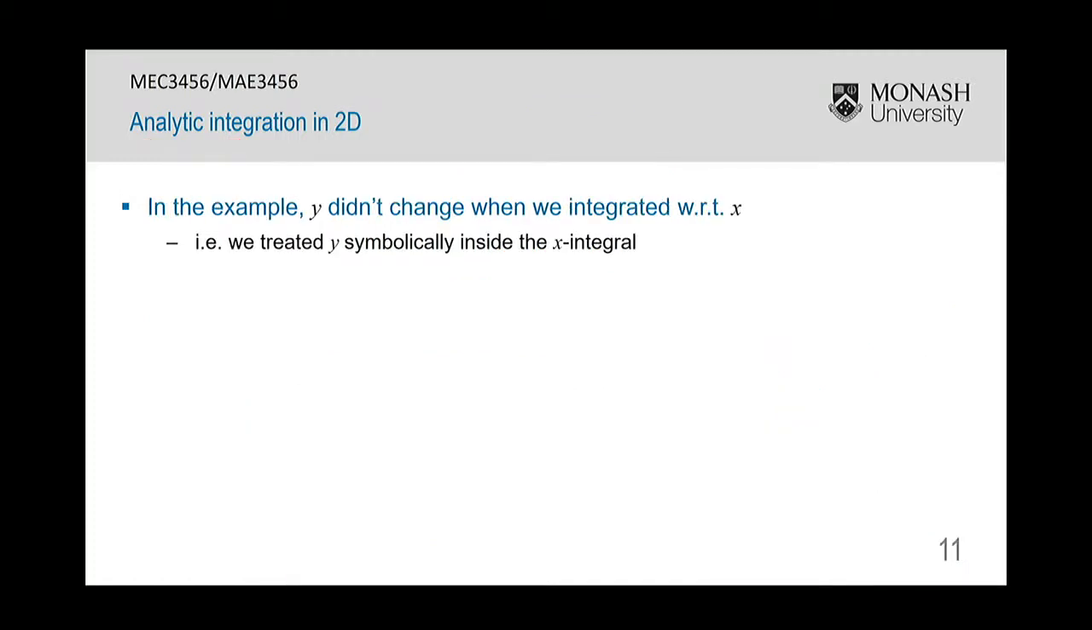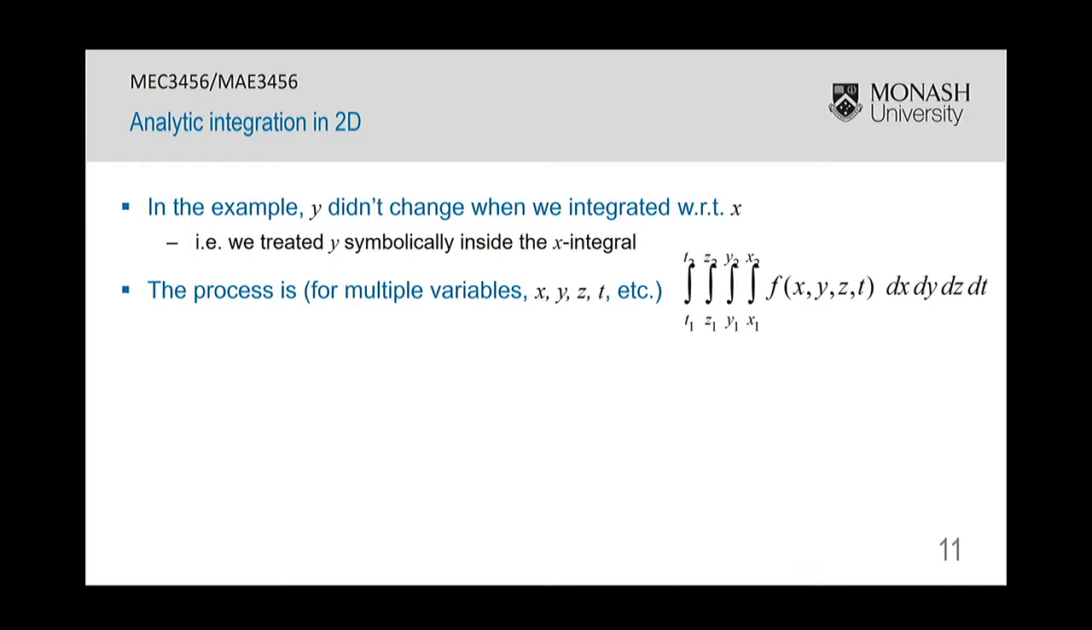So in that example, as I already mentioned, y didn't change when we integrated with respect to x. We treated it symbolically inside the x integral. It's a bit difficult to treat something symbolically in a numerical case, because y doesn't really exist in a numerical example. The process for multiple variables, if we have more than 2, is pretty much the same.